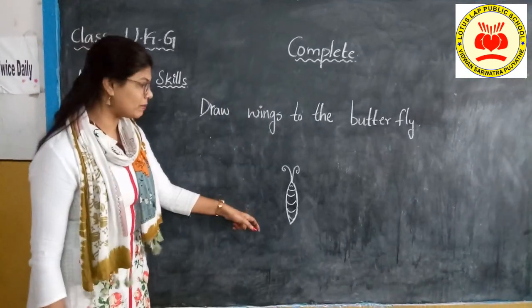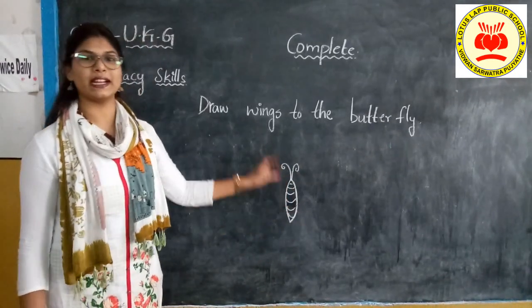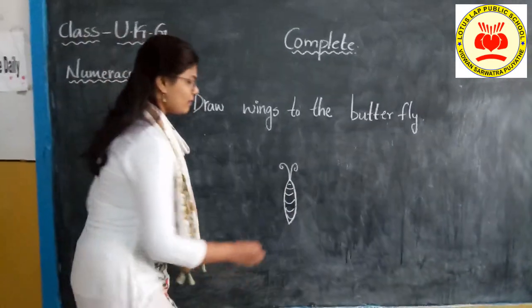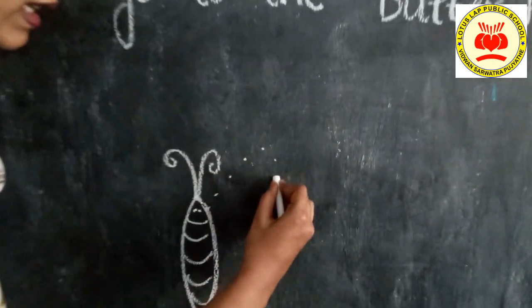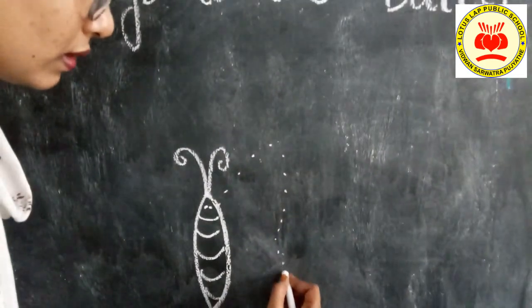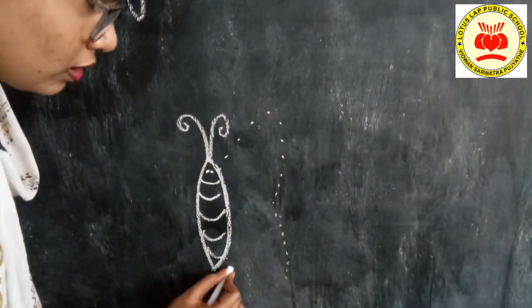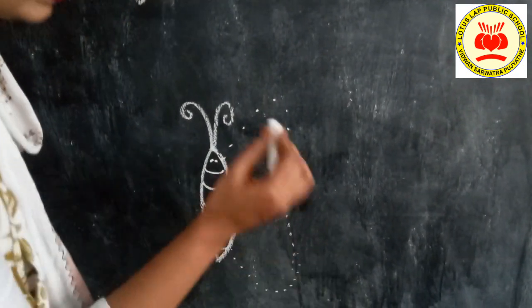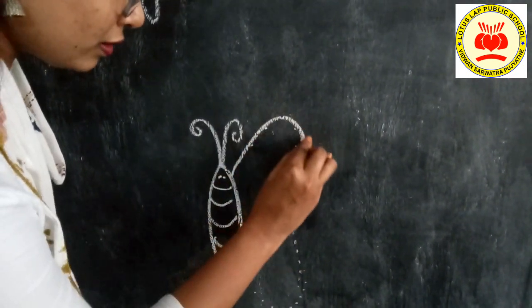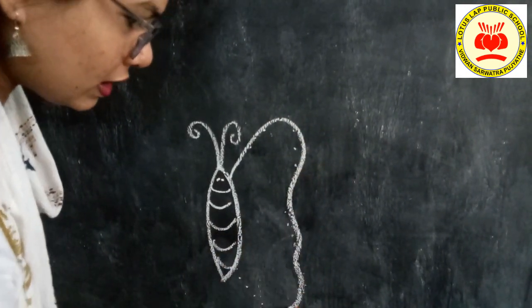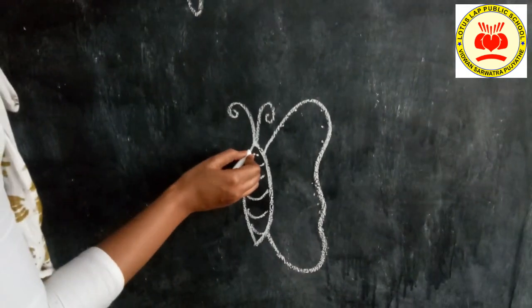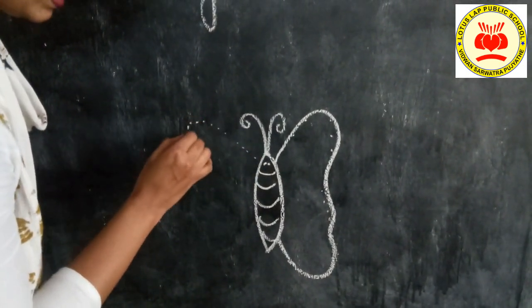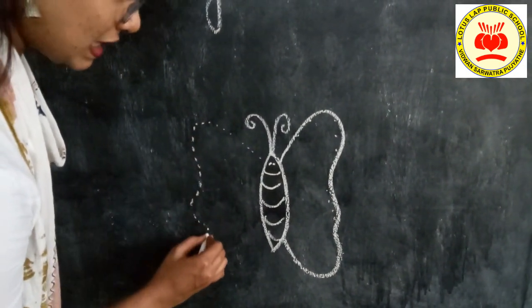Okay, now let's complete the butterfly by drawing its wings. How will we draw? First I am going to draw like this, to get a perfect shape. Okay, now I am going to join this. See, now this side. This is the shape of the butterfly's wing.